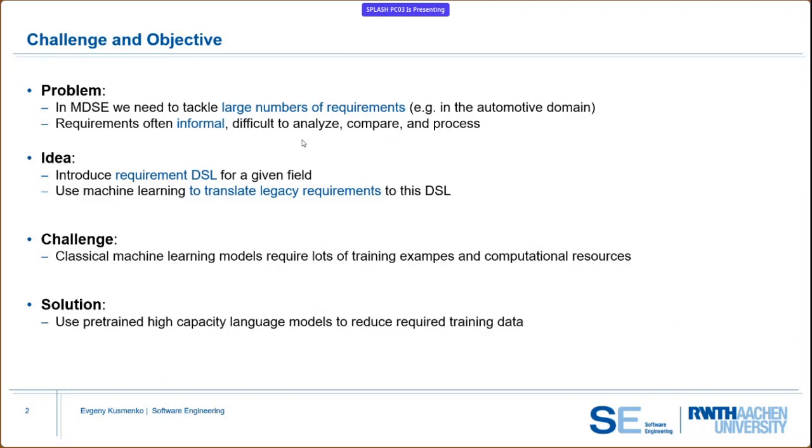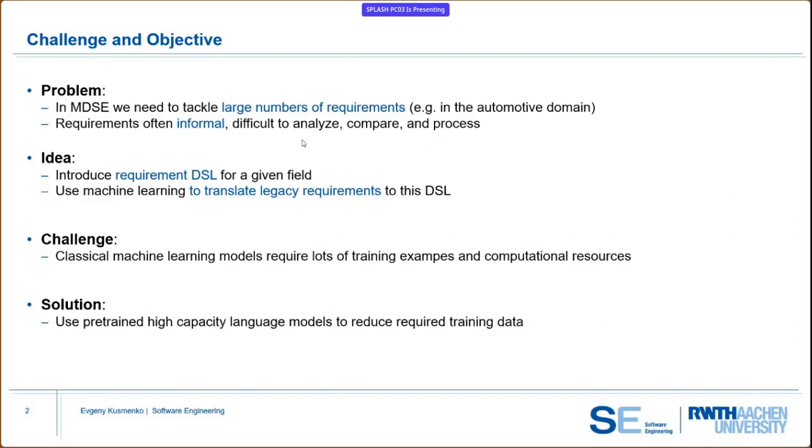So it's clear that no single person can memorize all these requirements, and that we need some kind of automated processing techniques, for example, for consistency checking on these requirements, to compare requirements to make sure that no requirements are double, and so on. So the idea here, and this is not a new idea, is to introduce some kind of formal notation for requirements.